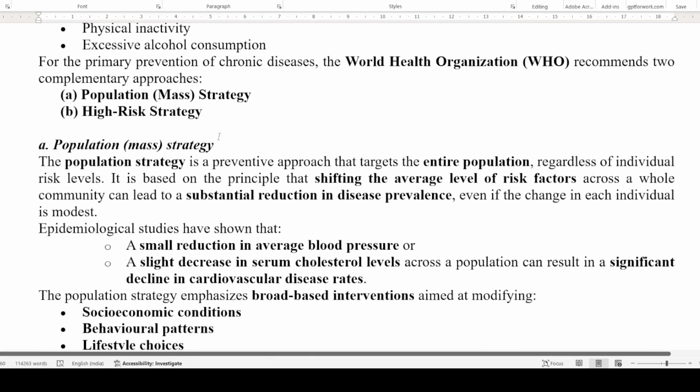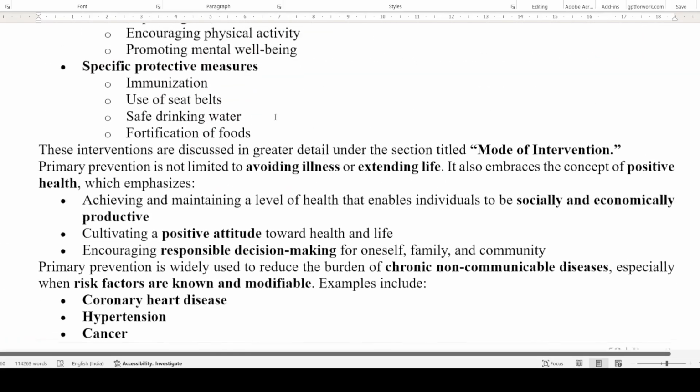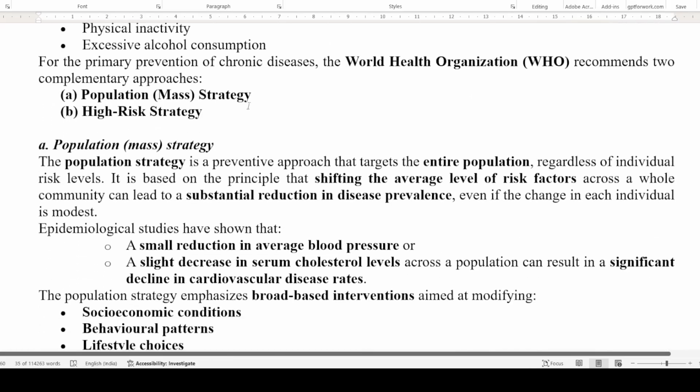Then for primary prevention of chronic diseases, WHO has recommended two approaches, right? We talked of strategies. Primary prevention strategies include general health promotion, health education, and having specific protective measures. But WHO, because it has a global perspective, says that we should have two approaches.